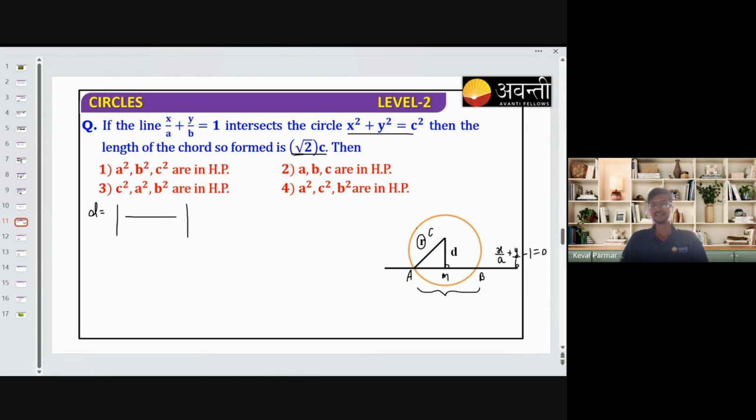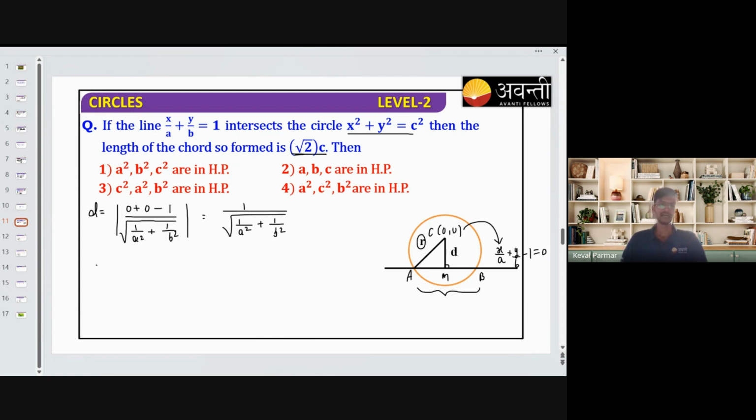What do we do? The center is 0, 0. So we substitute the point in the equation. We'll get 0 plus 0 minus 1 upon the square root of the sum of squares of the coefficients. The coefficient of x is 1 by a. So 1 by a square plus 1 by b square. So basically we got d as 1 upon under root of 1 by a square plus 1 by b square. So this is d.